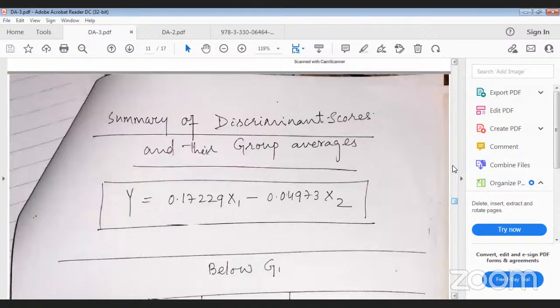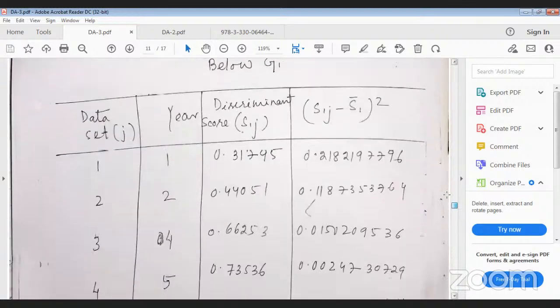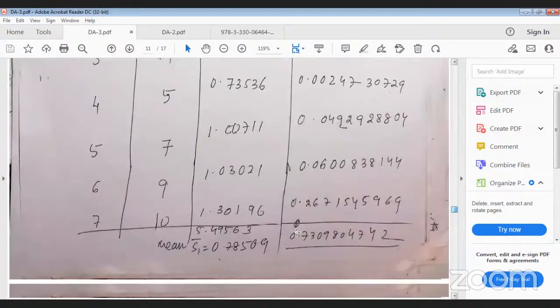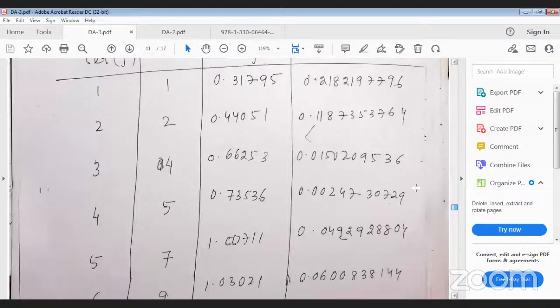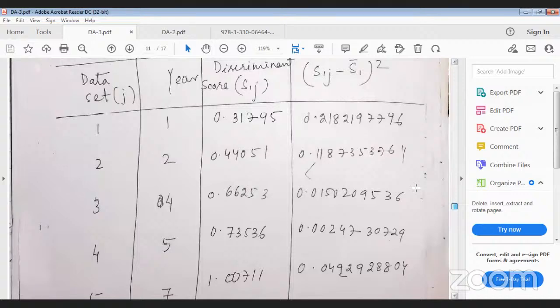Next we will come to the discriminant score. So here this is your general equation, y equal to whatever discriminant function we have got. Then below G1 and above G1, we have to calculate here. This is the data set 1, 2, 3, 4, 5, whatever the data set for below, and this is your year. For year 1 you have to calculate the discriminant score. Then similarly for year 2, like that, your discriminant score.